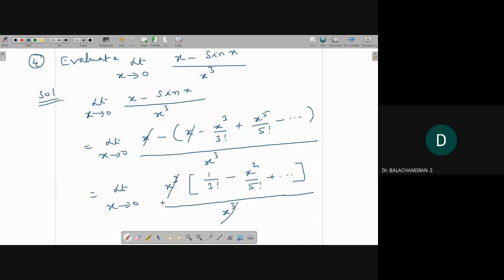Now apply x tends to 0. The remaining powers contain x in the numerator, so everything is 0 except this constant term. So you'll get 1 by 3 factorial. 1 by 3 factorial is 1 by 6. So this is the final answer.